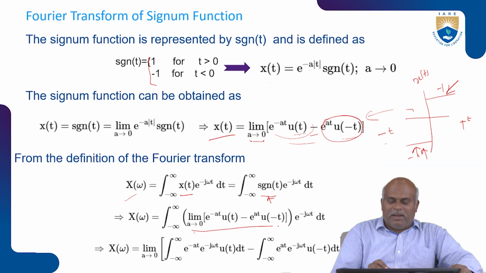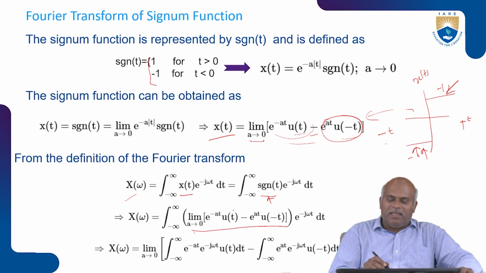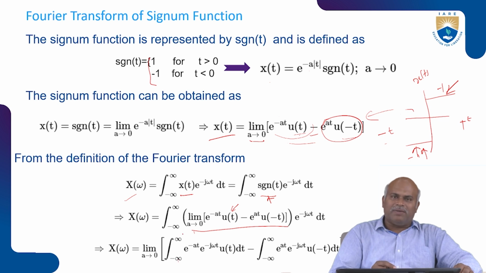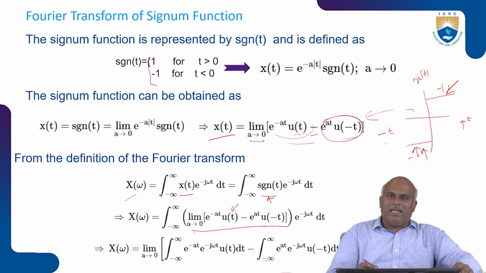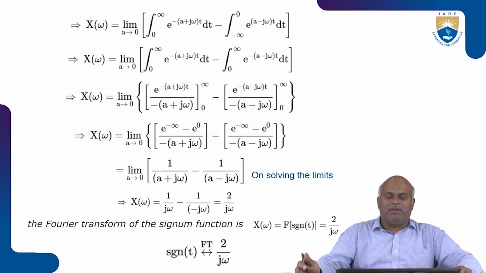So that value will be substituted here. That means sgn of t, I substituted here. Then we take out the limit a tends to 0. Then the remaining is the integration from minus infinity to plus infinity of e power minus at e power minus j omega t u of t dt, minus the integration from minus infinity to plus infinity of e power at e power minus j omega t dt u of minus t. After that, we should simplify that equation.